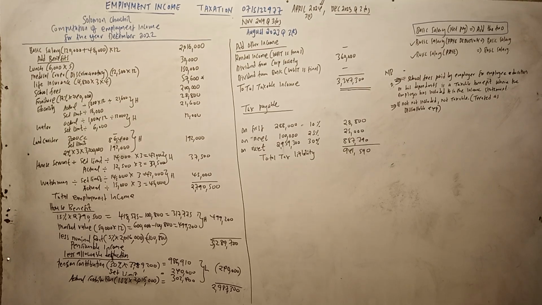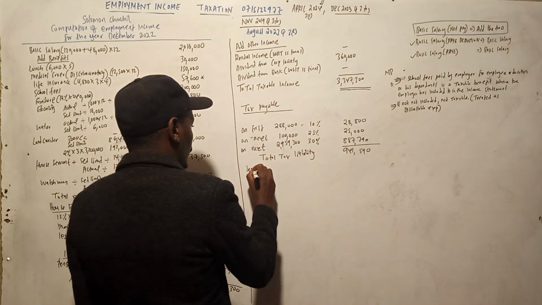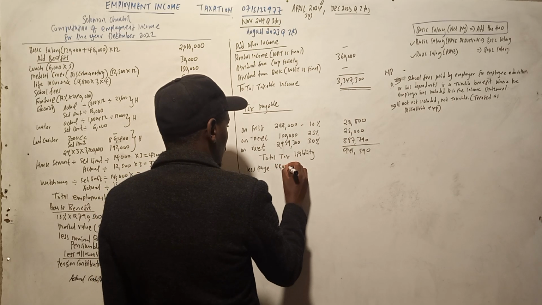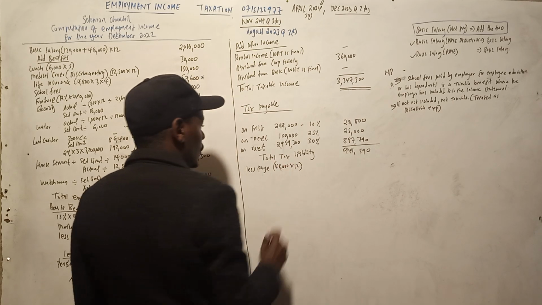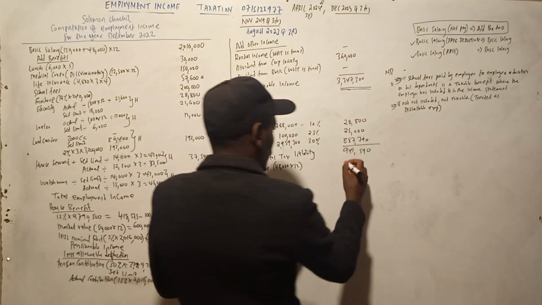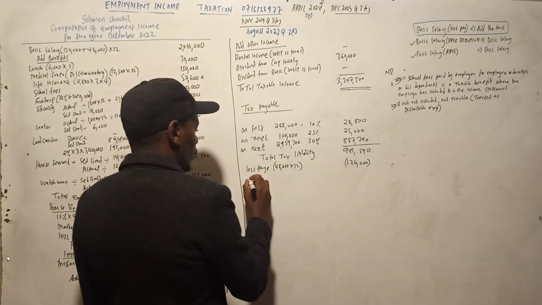So pay yetu ni 48,000 times 12. So we less pay first. 48,000 times 12 is 576,000. We less withholding tax.